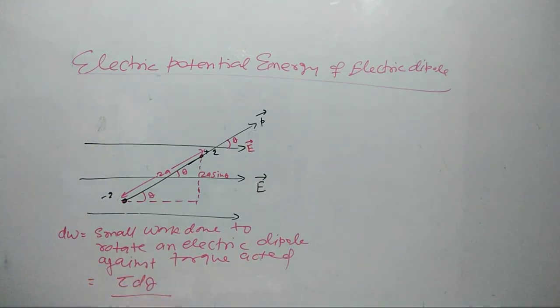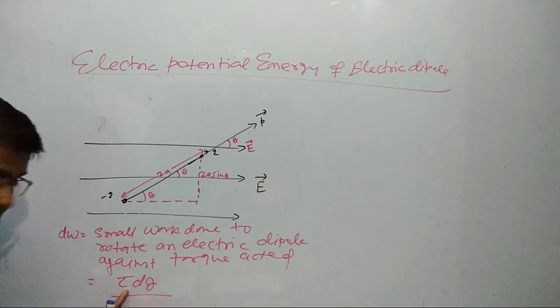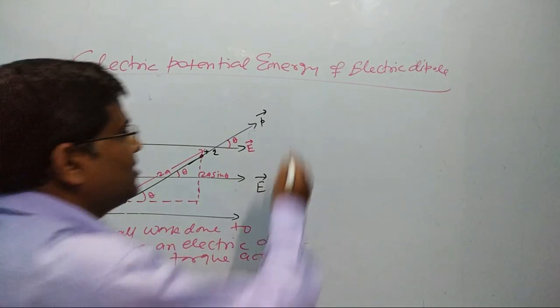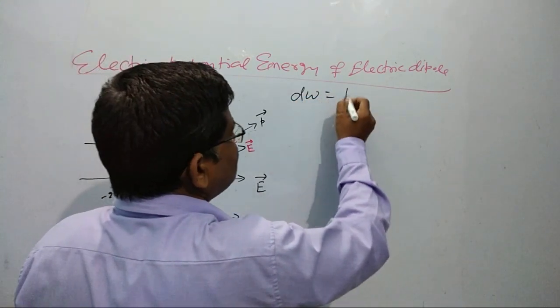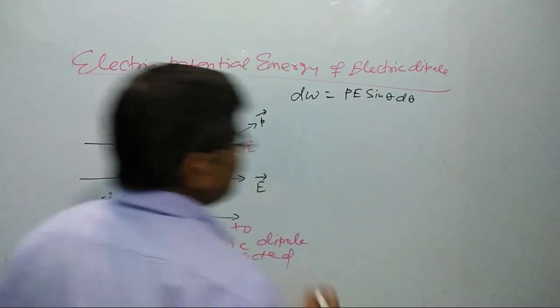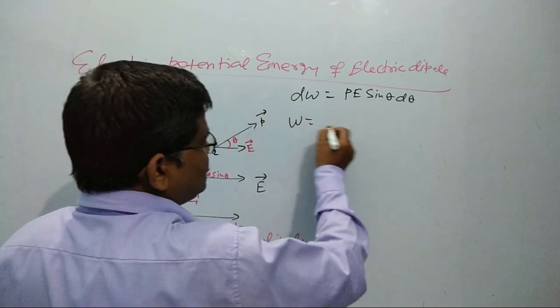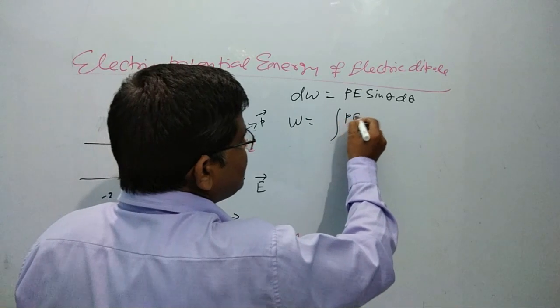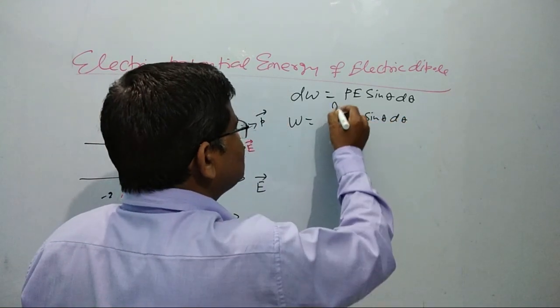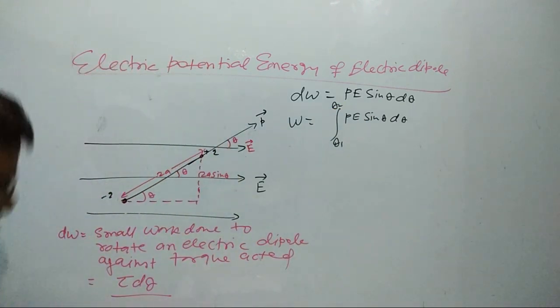Just as you know, work done is equal to force times displacement; in rotational motion, work done is equal to torque, the rotational force, times angular displacement. That's why I am writing here dW equals tau d theta. Means dW equals pE sine theta d theta. And total work done is the integral of pE sine theta d theta from theta 1 to theta 2. Where is theta 1? Theta 2.